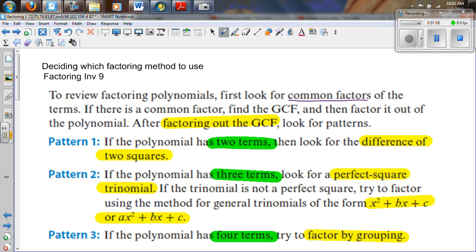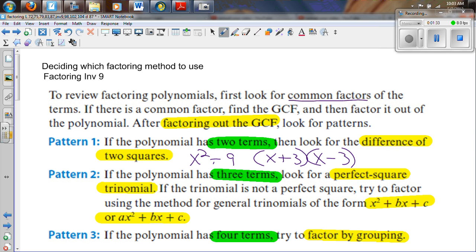Then, if it is a 2-term polynomial, then it can only be a difference of squares. And remember, a difference of squares is like x squared minus 9, where it's a subtraction, and this is going to turn into x plus 3 and x minus 3. So that's the only thing for a difference of squares.